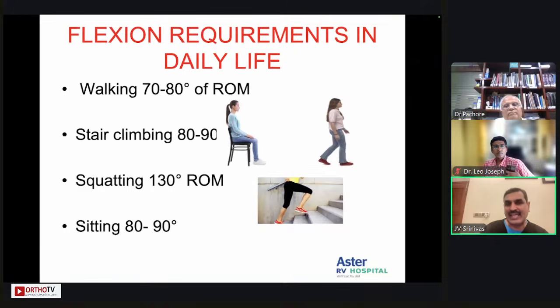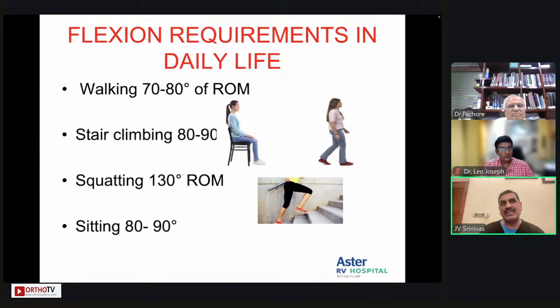And for a daily requirement, for walking, any patient requires 70 to 80 degrees of range of movement. When the range of movement is less than 50 degrees, which we define as a stiff knee, the patient definitely has difficulty in walking. And for climbing stairs, we need between 80 to 90 degrees for normal stair climbing. For squatting, we need 130 degrees of bending. For sitting on a chair and getting up and moving, we need 80 to 90 degrees.